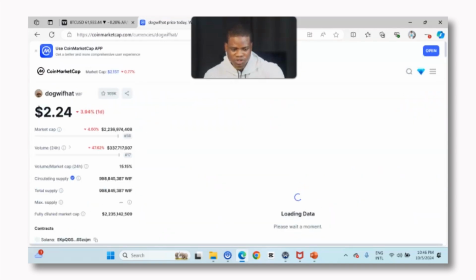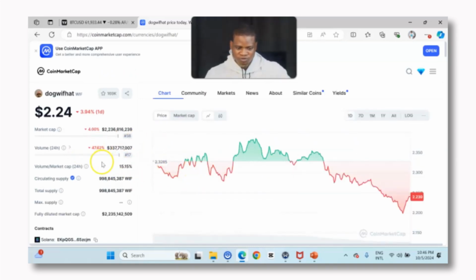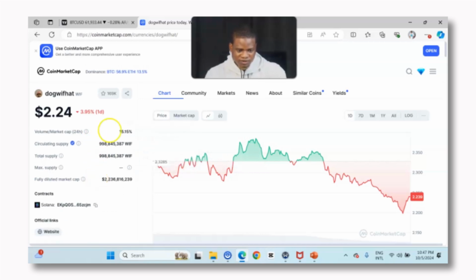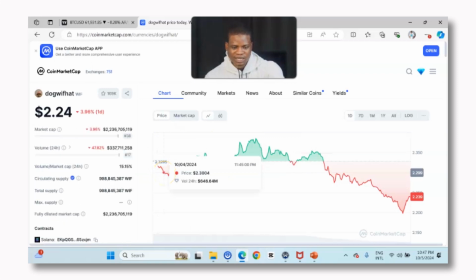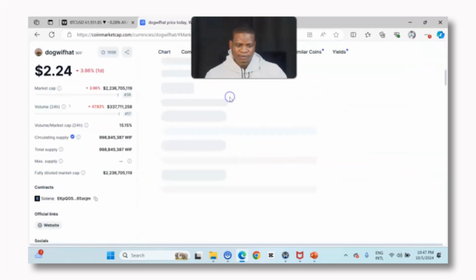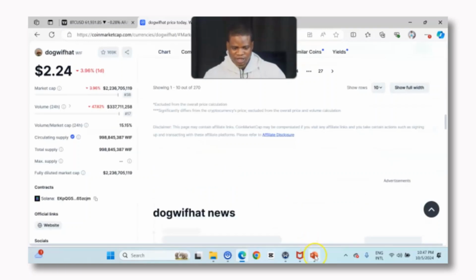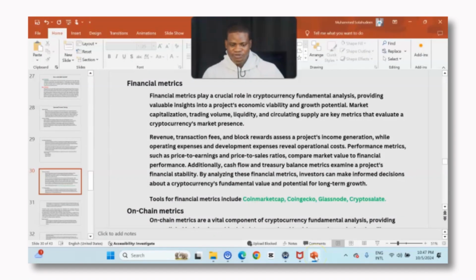One of the things you can do is look at the financial metrics of this particular asset, and you can see it here. This is the market cap of dogwifhat. This is like a $2 million market cap. Then you see the volume in the past 24 hours, the volume to market cap percentage, the circulating supply, and the total supply. You see that the total supply has actually matched the circulating supply of that particular asset. So you can look at every necessary piece of information about this asset on CoinMarketCap. This is what financial metrics means when it comes to fundamental analysis.